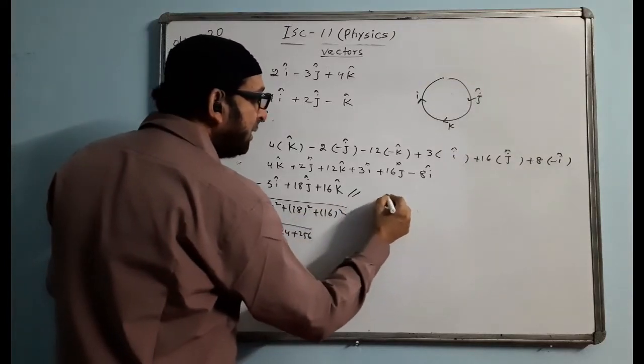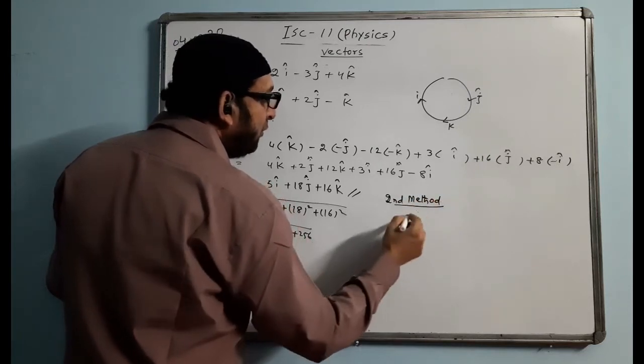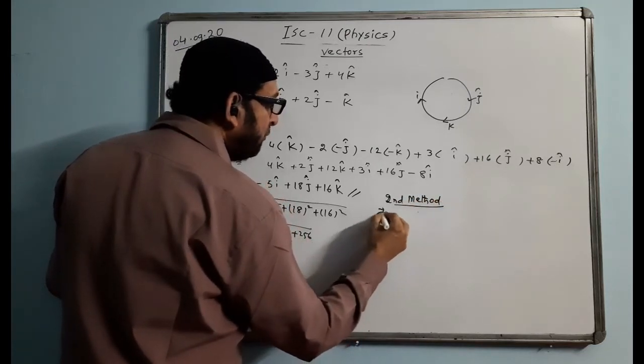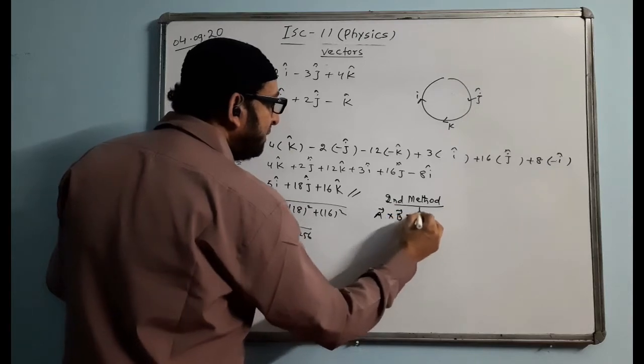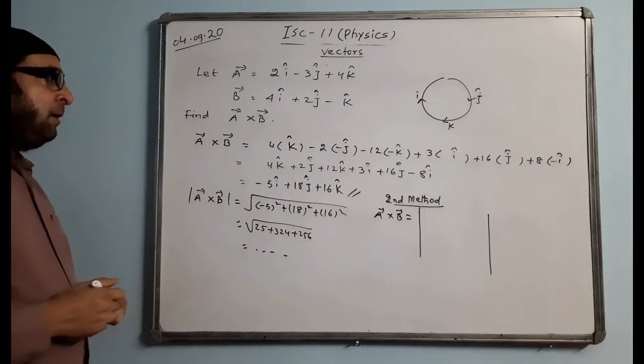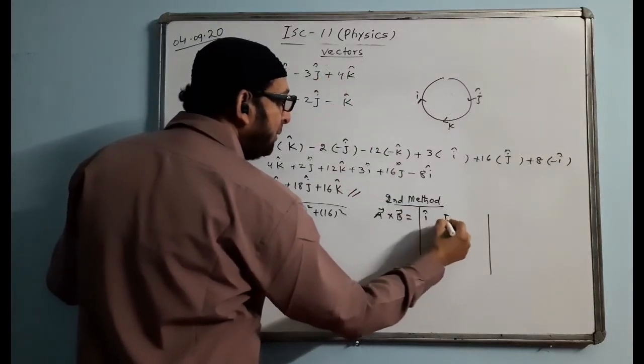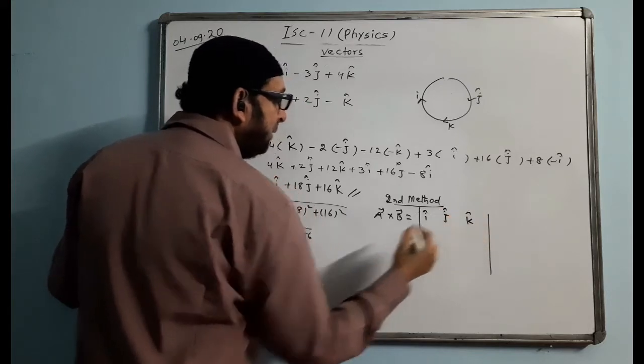A cross B is the second method. Whichever method you find easier, you can follow it. To find A cross B, we do it like this. This is called a determinant. First, we will write i, j, k. Here we write i, here we write j, here we write k.